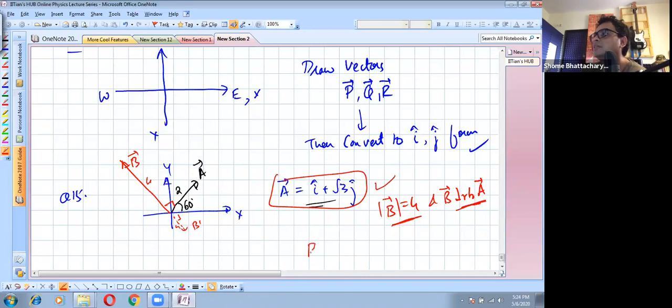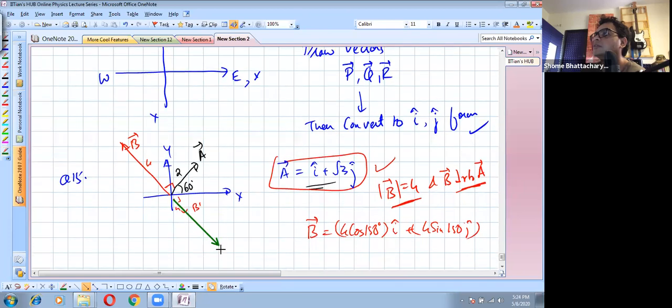So one option is that B could be 4 cos 150 I cap plus 4 sin 150 J cap. But another option possible for B is that it is perpendicular but on this side now. B could also be like this. It can also be perpendicular to A and like this.